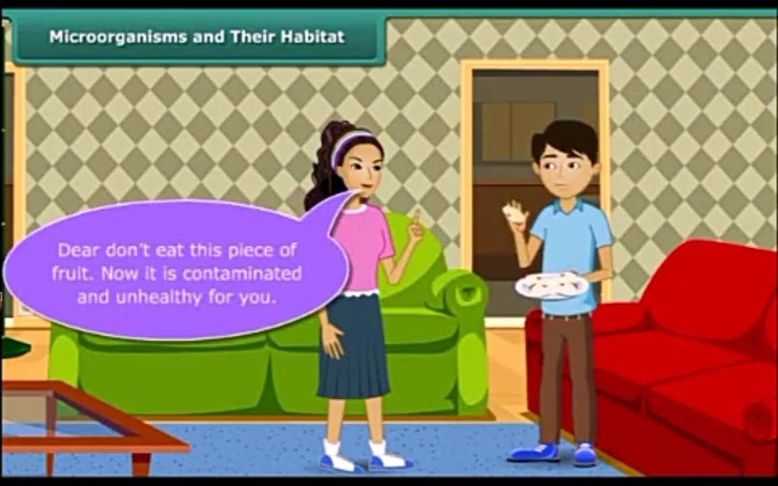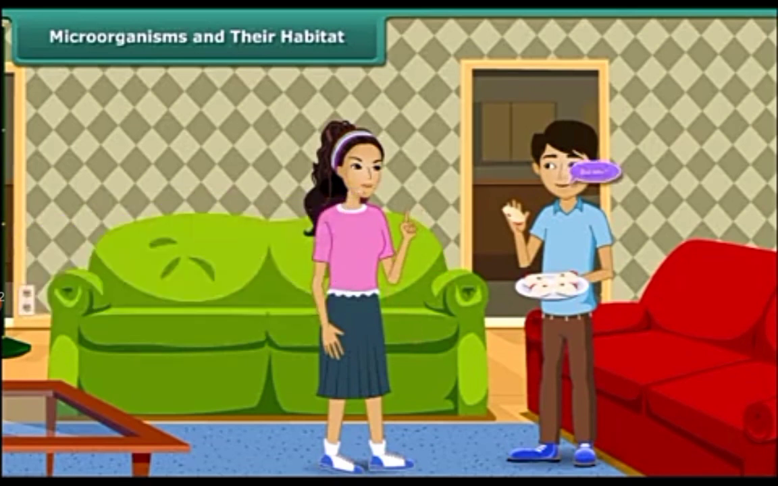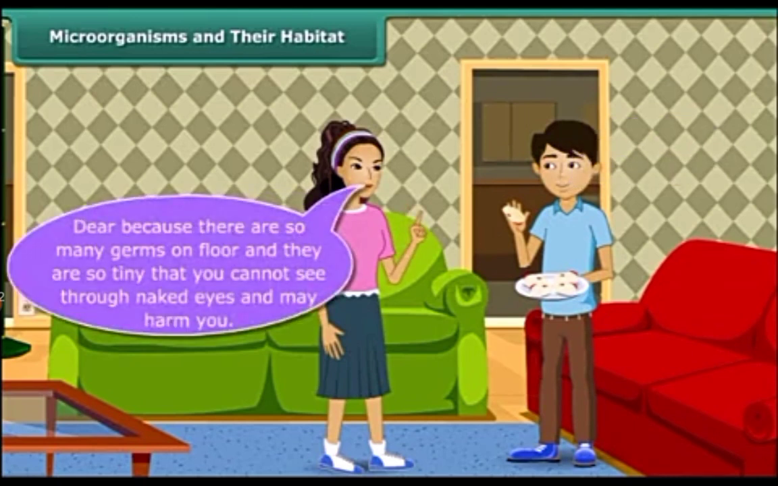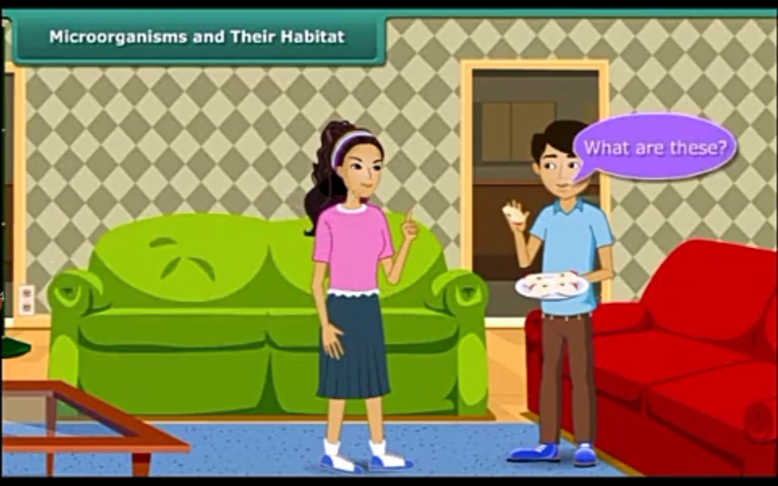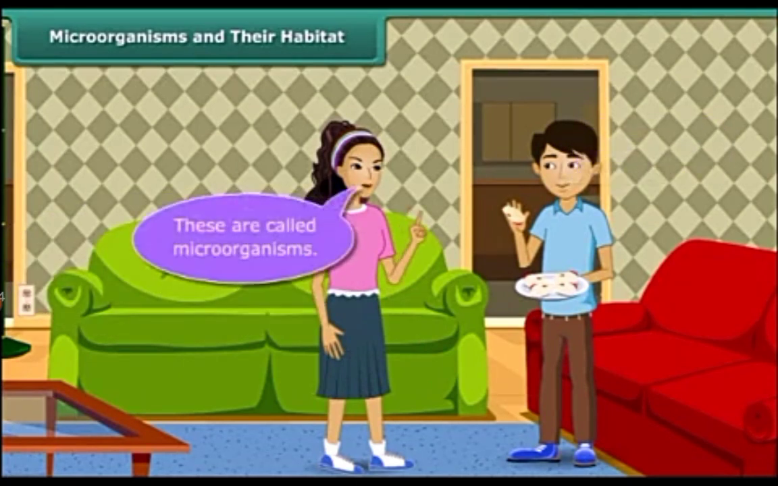Dear, don't eat this piece of fruit. Now it is contaminated and unhealthy for you. But why? Dear, because there are so many germs on the floor and they are so tiny that you cannot see them through naked eyes, and they may harm you. What are these? These are called microorganisms.